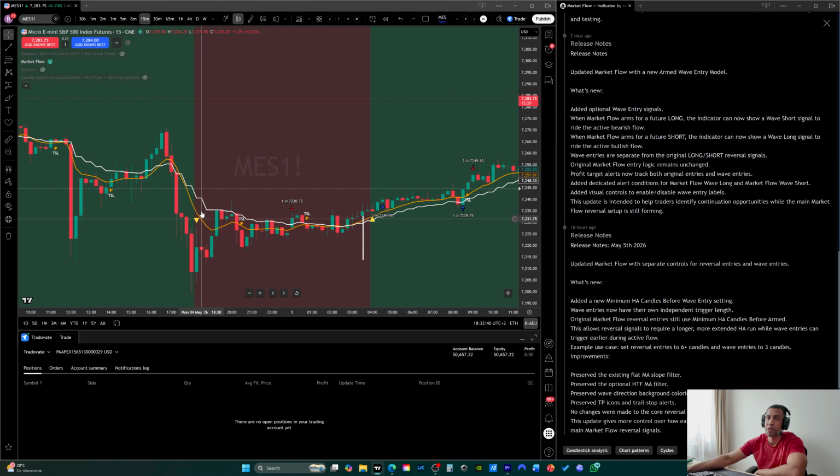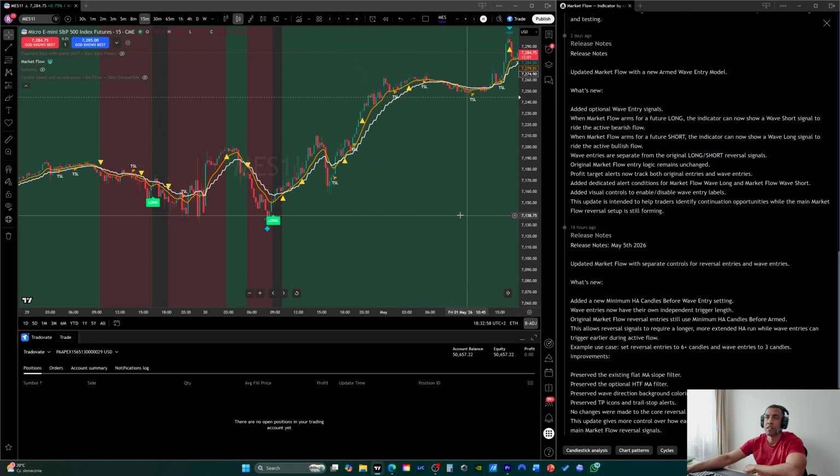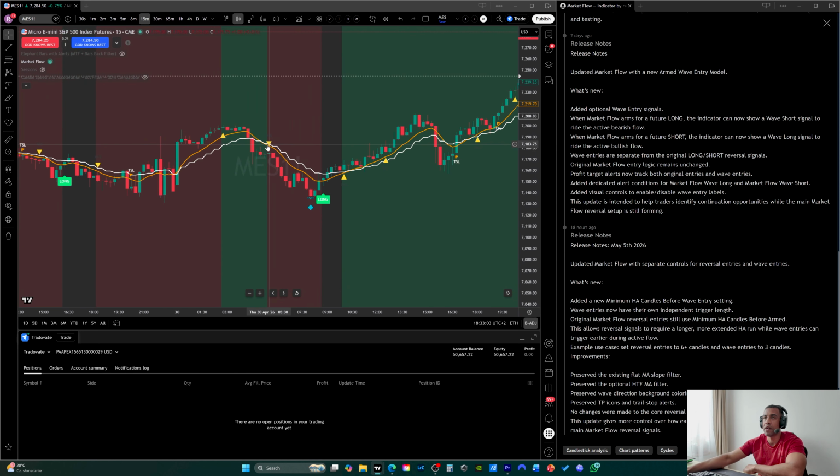That means, for example, here it armed for a future long position, right? So now it shows you that you can ride the wave down. Okay, in this case it didn't work, but basically what it does is, for example, right here you see this yellow triangle down, it armed for a future long position, meaning reversal, but then it gives you the signal so you can ride that wave down, right? So that's what that is.